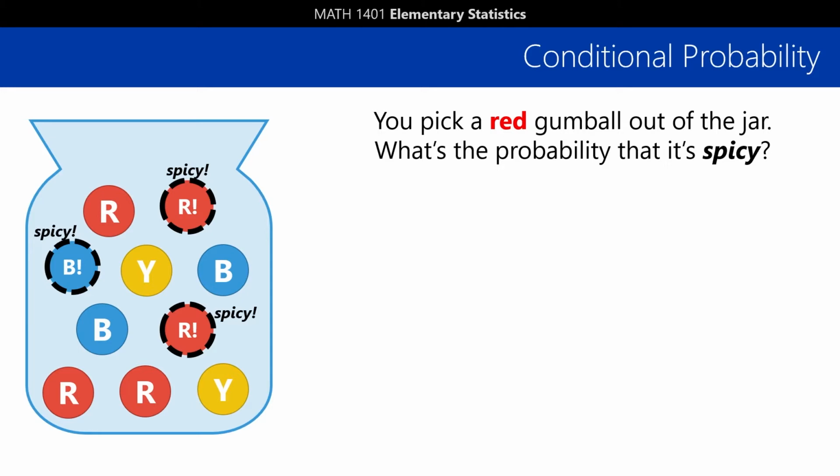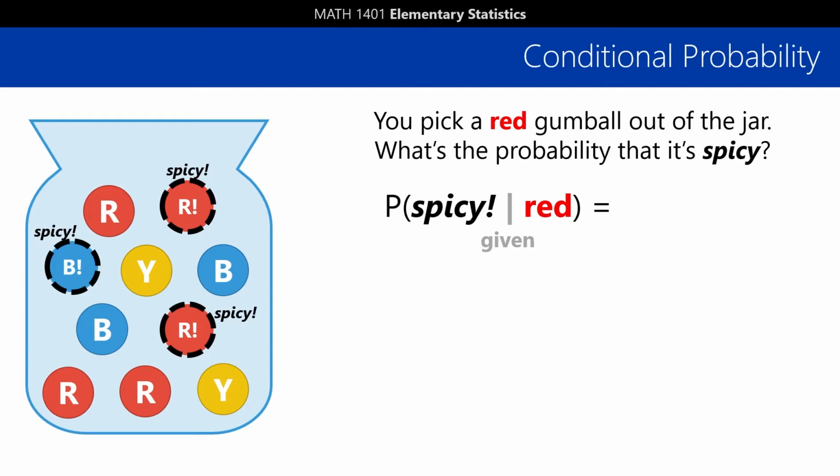This is an example of conditional probability, where we know some condition ahead of time, and that gives us new information about the probability. We write out conditional probability like this, with a vertical bar, and we'd read this out loud as the probability that the gumball is spicy given that it's red. So you can read the vertical bar as given, and remember that the extra information, the condition that we know, is what comes after the vertical bar.